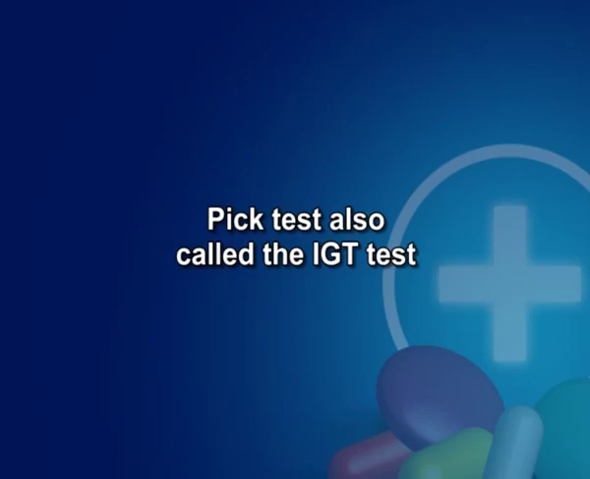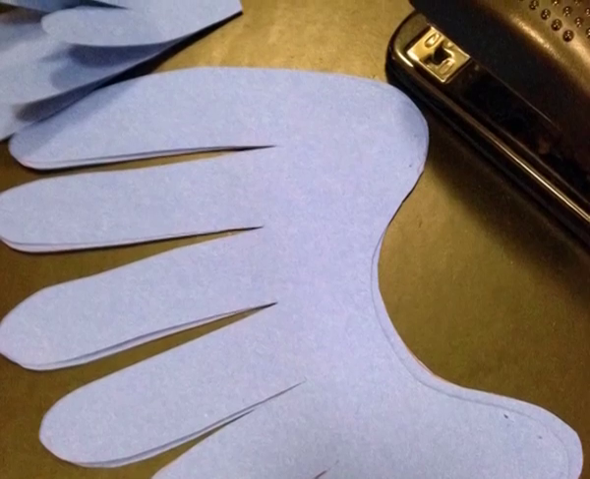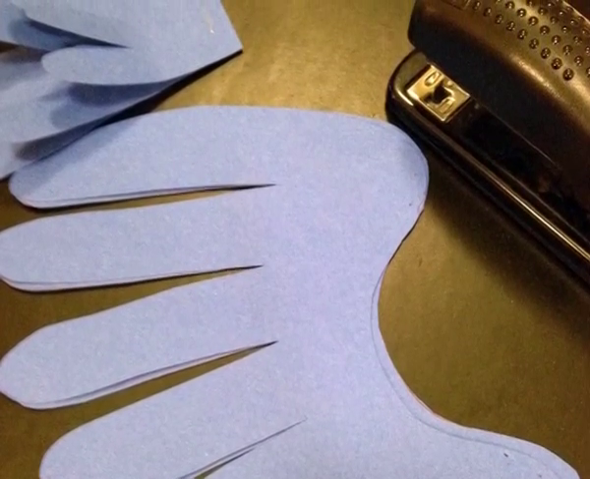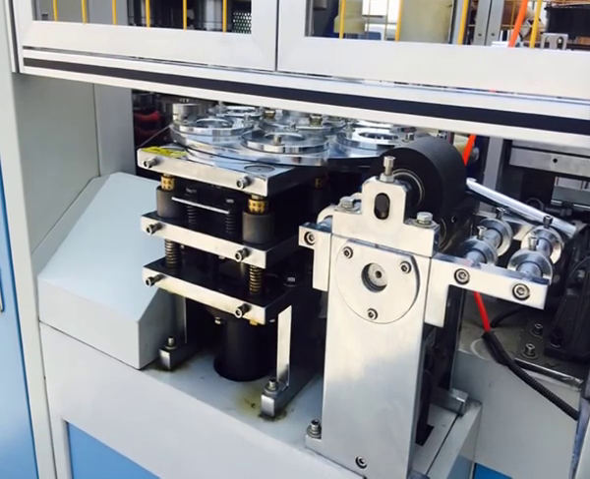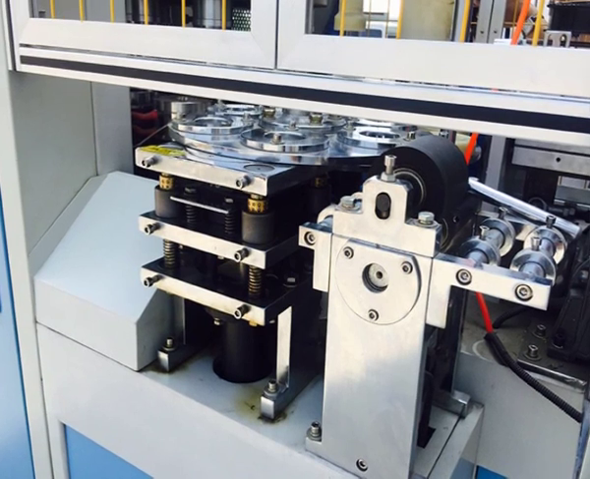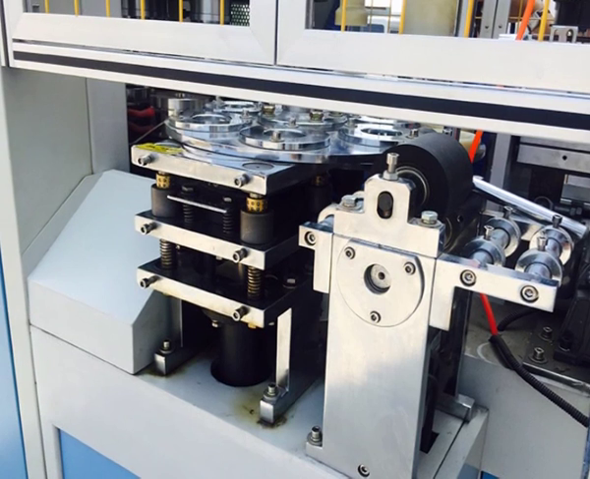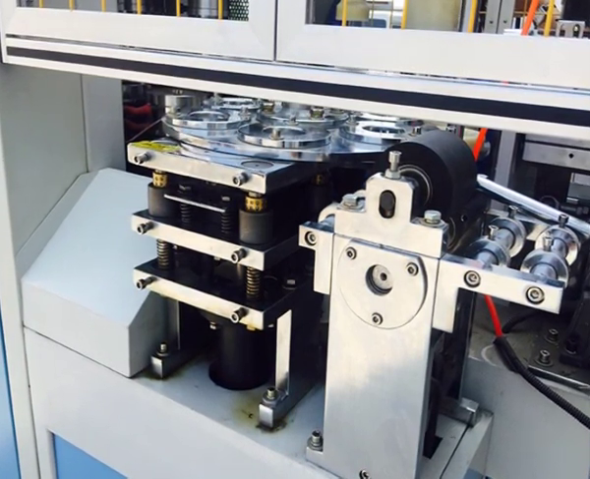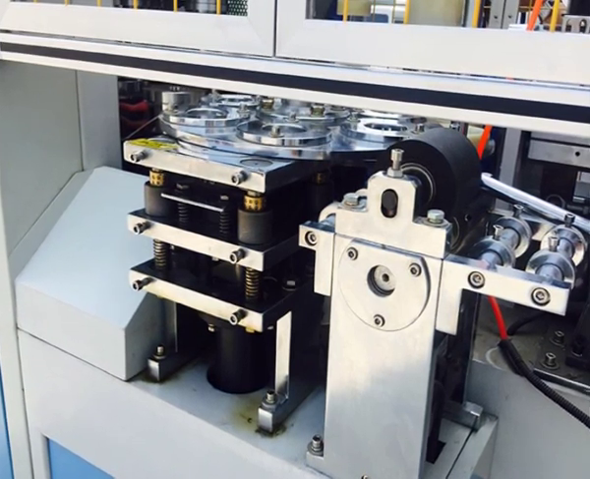Number 18. Pick test, also called the IGT test. It is a small printing unit which allows one to print a small strip of paper under controlled conditions. A specified amount of specific oil is added to the printing system and printed on the test piece. The surface is then examined for signs of disruption, otherwise known as pick in the trade. Results are correlated from a time calibration table.